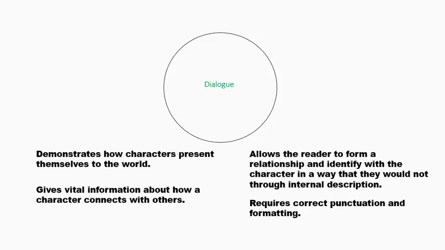So if you're leaving out dialogue in your story, we're missing a crucial part of storytelling that relates to who your character is and how they relate to other people. It gives vital information about how your character connects with others and allows the reader to form a relationship and identify with the character in a way that they would not through internal description.